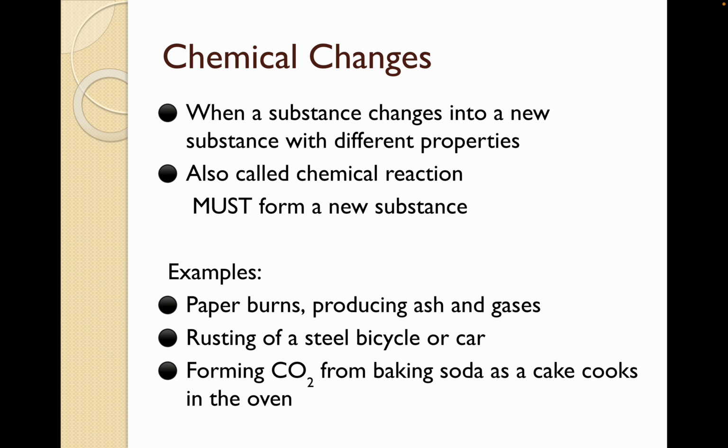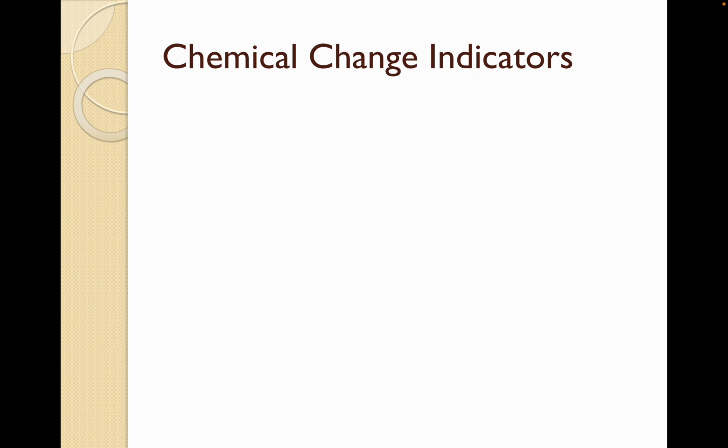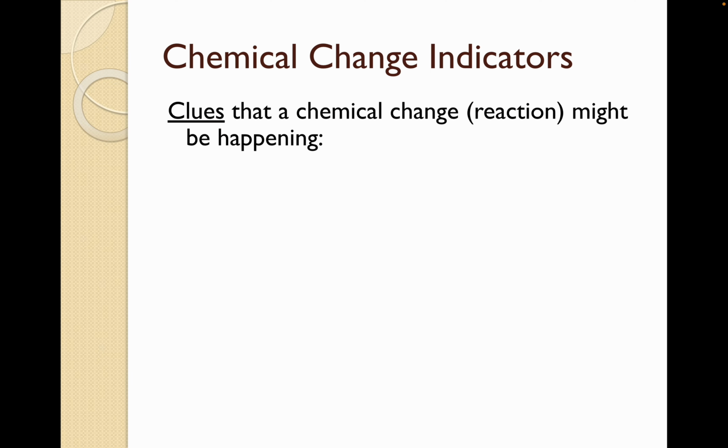Iron, right? Forming carbon dioxide from baking soda as a cake cooks in the oven, or even just baking soda and vinegar. When it fizzes up, fizzing is a sign of gas being released. Even if you can't see the gas, there is a gas being released when something is fizzing. That would be a chemical change. And a gas is not just gas, it has its own chemical makeup, so that is a new substance in itself. Chemical change indicators, or signs, right? Clues that a chemical change might be happening. So, as I said, a solid forming, of course, or a gas forming.